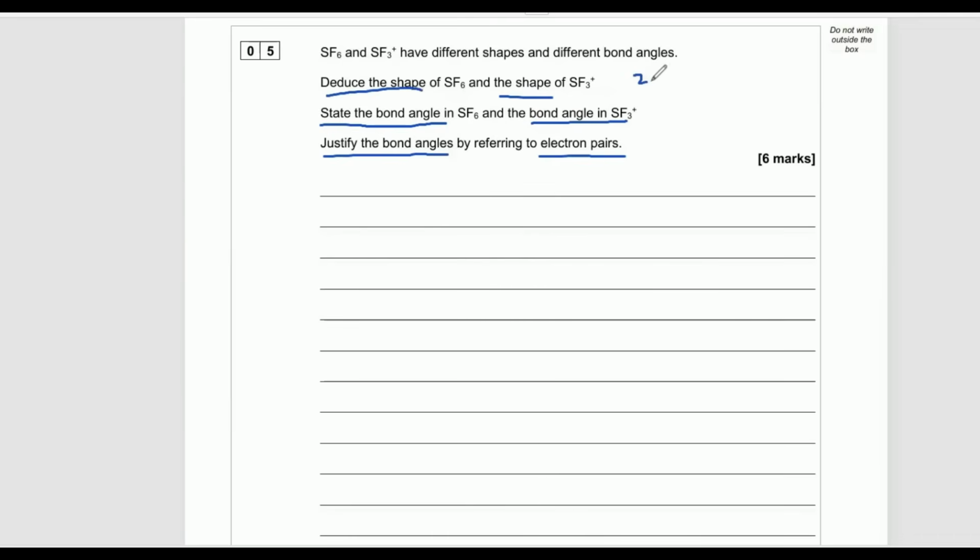So what we need to do here is we're going to get 2 marks for working out the shape of both and stating the shape. You could draw the shape if you want, but they give the name of the shapes. State the bond angles in each, so another 2 marks, and then the 5th and 6th mark is for justifying the angles according to the bond pairs. So let's get onto it. Pause the video, have a go, grab some paper, grab a pen, give yourself a go, and then unpause and see if you can get as many marks as you can.